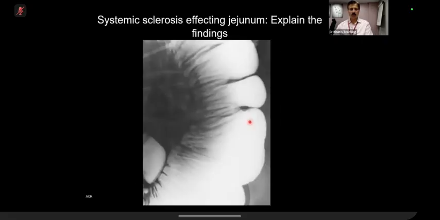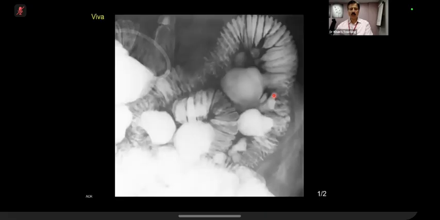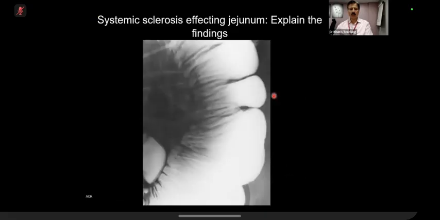This is what we call pseudo-sacculations, where this is the mesenteric border, this is the anti-mesenteric border, and you can see these localized bulges. Remember that this is fibrosis, and because of that there are bulges, and this finding can also be seen in the large bowel.